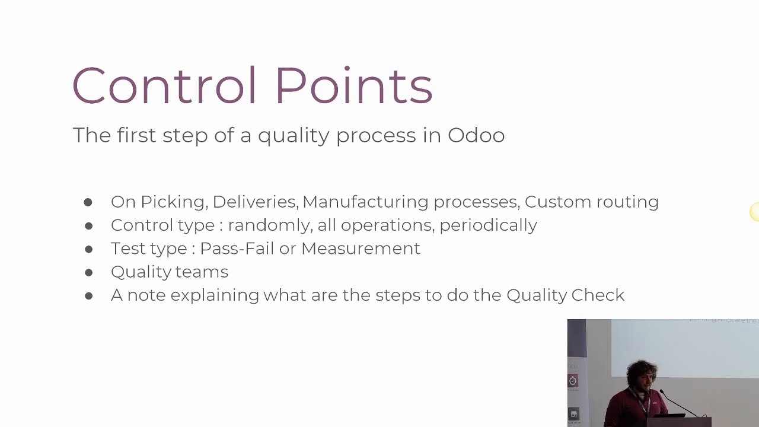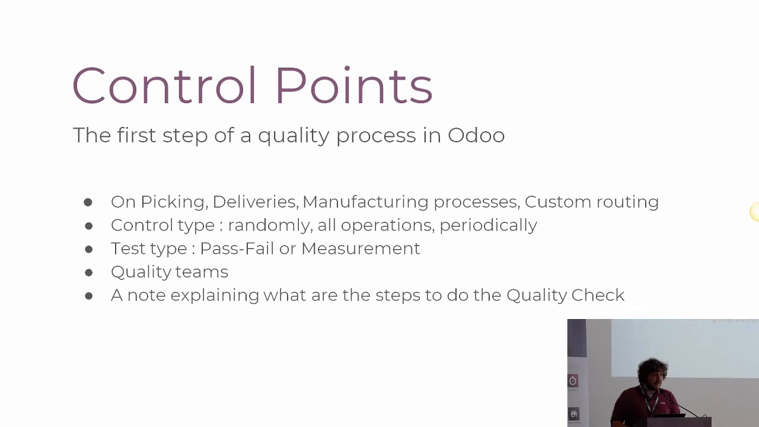There are two types of tests. We have either a pass-fail, so very easy, it's good, it's not good, or a measurement. So I need this tire to have that pressure, and then you can measure it and see if the product is good or not. You can define a quality team on your quality alert. It will be useful later. And a note that will explain how to process the quality control and what measures you have to do.